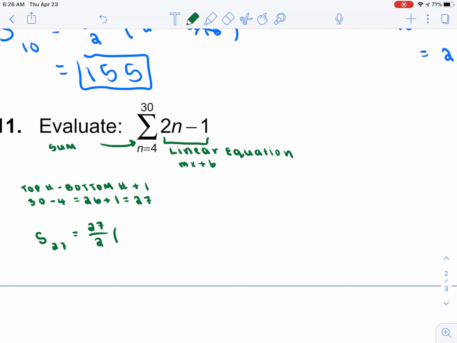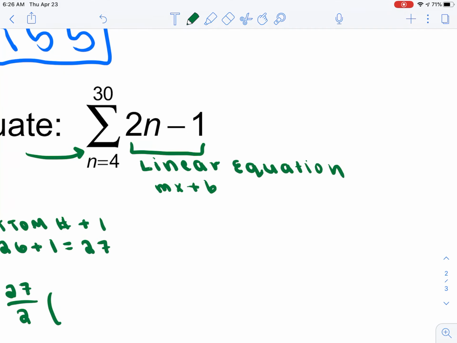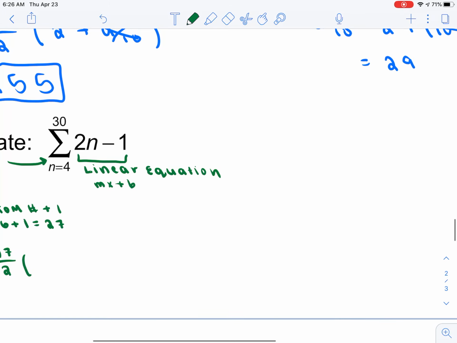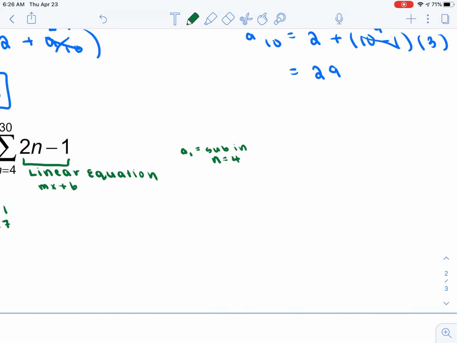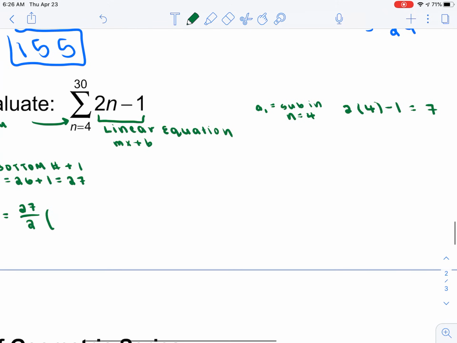And that's right there. Now, to find the first term, be careful. The first term is not always subbing in a 1. That's misleading. The first term is when you sub in whatever that bottom number is for the sigma. So in this case, finding a sub 1, the first term, is really subbing in n equals 4. Because when I write out this series, the first term of this series would be with a 4 subbed in for n. So what I'm going to get is 2 times 4 minus 1, 8 minus 1. I'm getting 7 as that first term of this specific series.